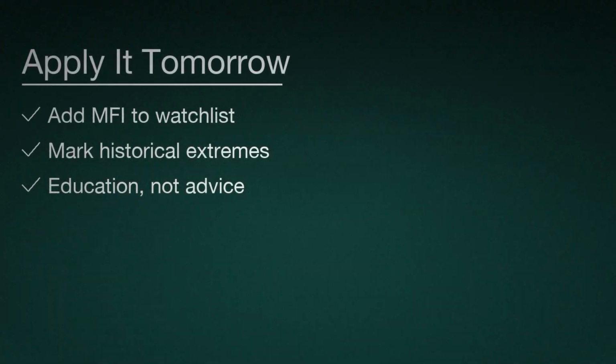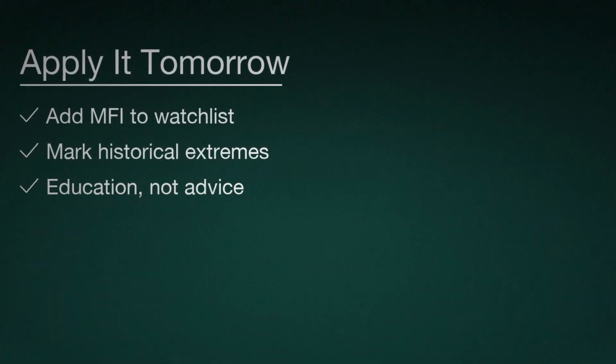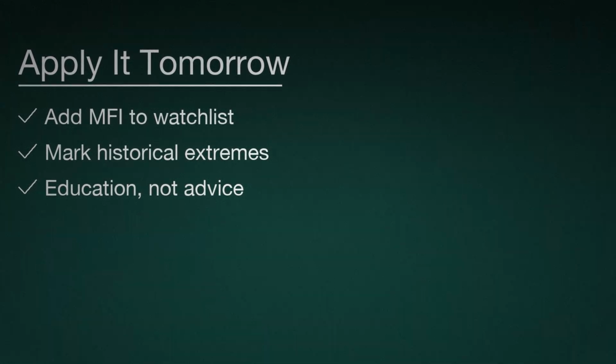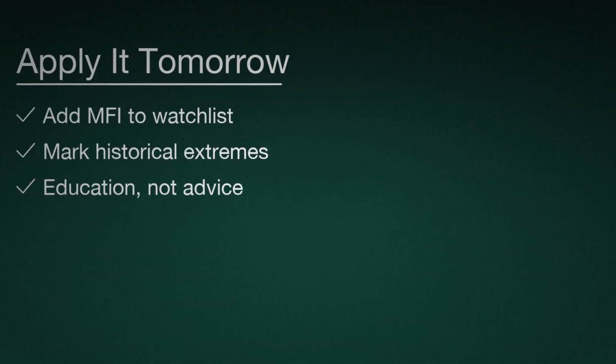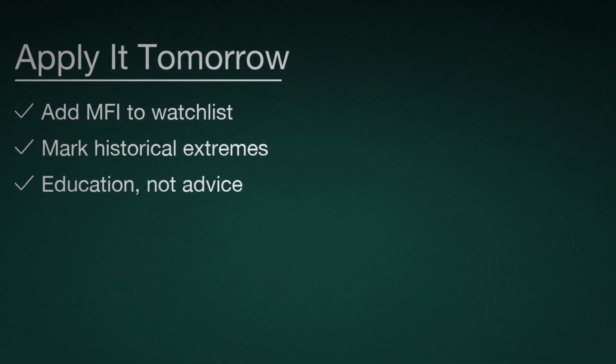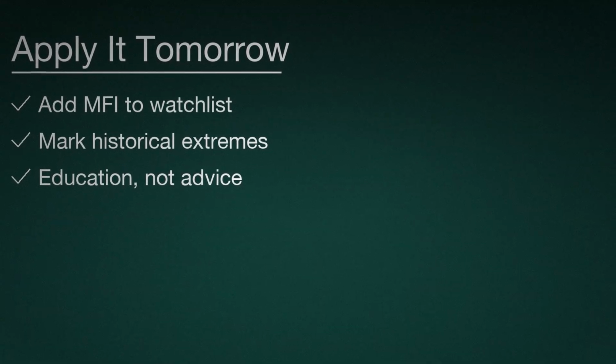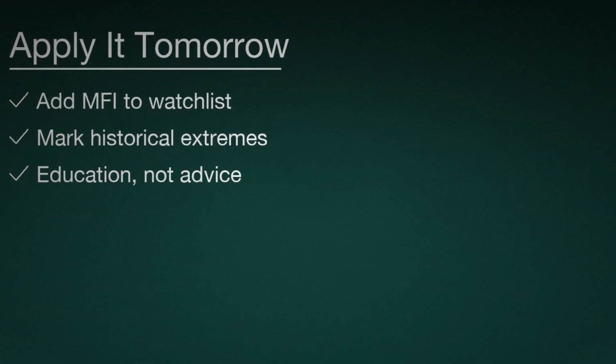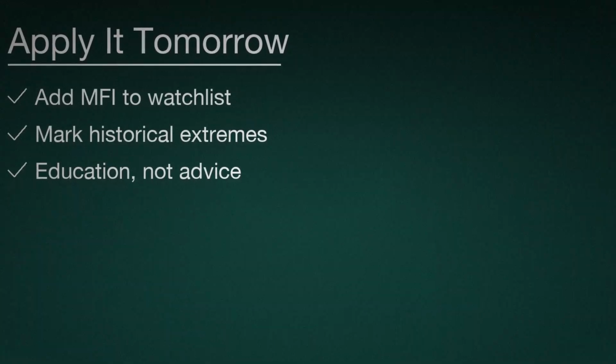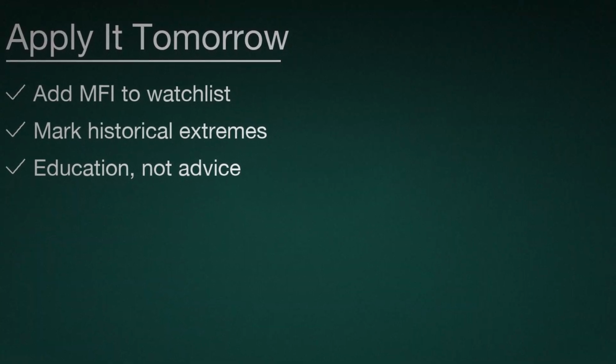Tomorrow, do this. Add MFI 14 to 3 liquid names you already watch. Mark every cross above 80 and below 20 for the last 6 months. Note which ones aligned with divergence and which got steamrolled by trend. That single exercise will calibrate your eye faster than any backtest. MFI is RSI with receipts. Use it where volume actually means something.